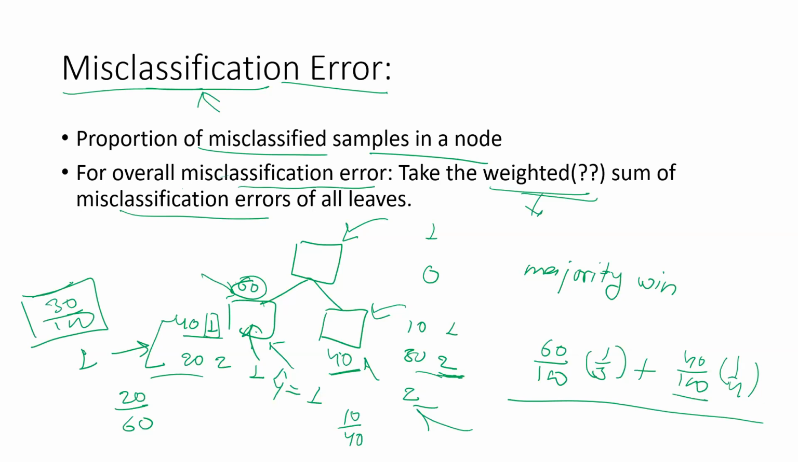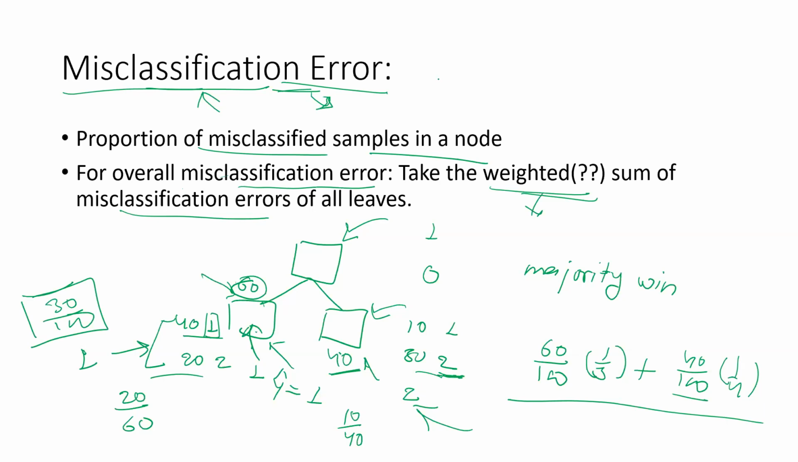So this is one impurity measure, but it is generally not used for splitting. It is just used to evaluate your decision tree, not for splitting your decision tree.